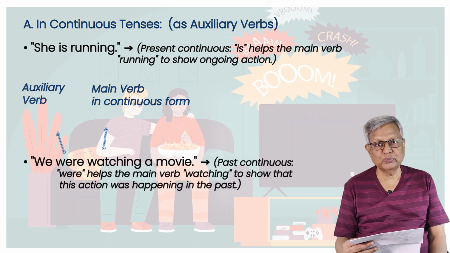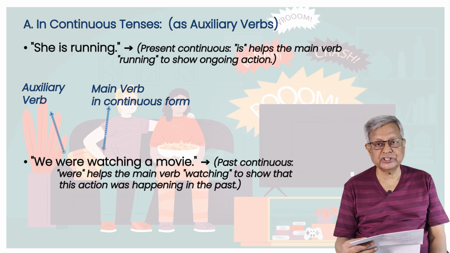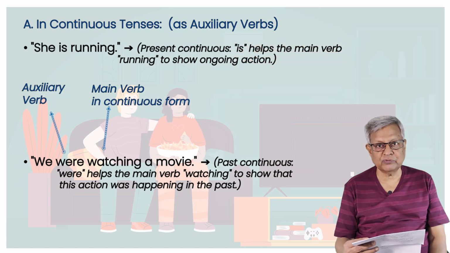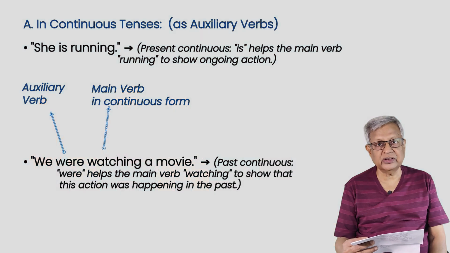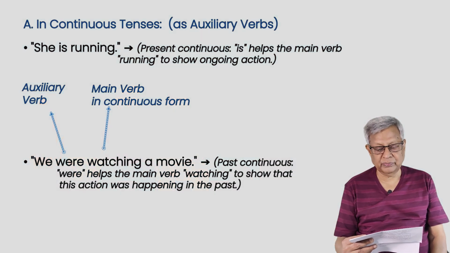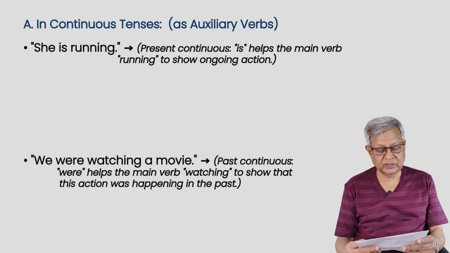We were watching a movie. Watching is an action. It is in a continuous form, so it has to be supported. So we were, that were is the be form, which is a supporting verb or auxiliary verb.